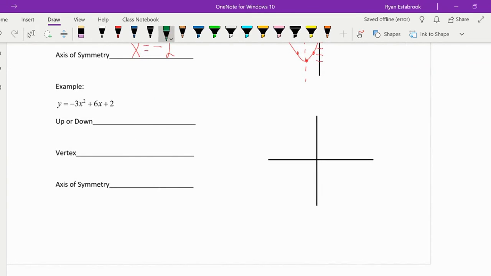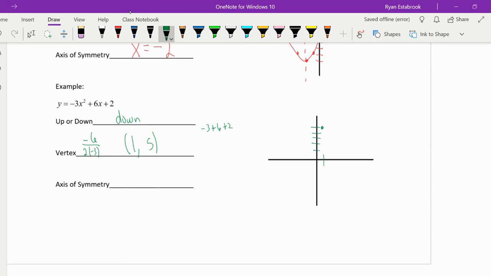All right, one more example. To begin with, this one's going down because a is negative. My vertex is opposite of b divided by 2 times a. And if I simplify that, I get an x value of 1 for the vertex. And then plug this in, negative 3 times 1 squared, minus 6 times 1 plus 2. This is a value of 5. So the vertex is 1, 5. And I know it's going down.